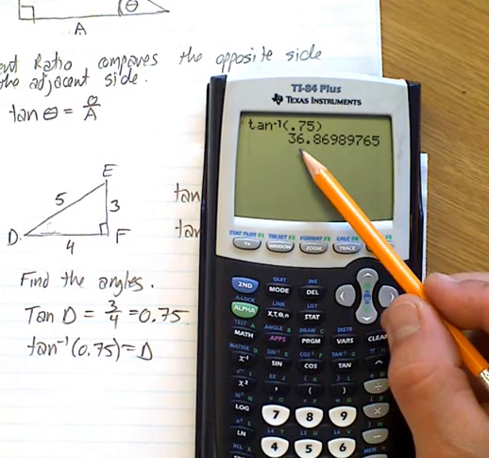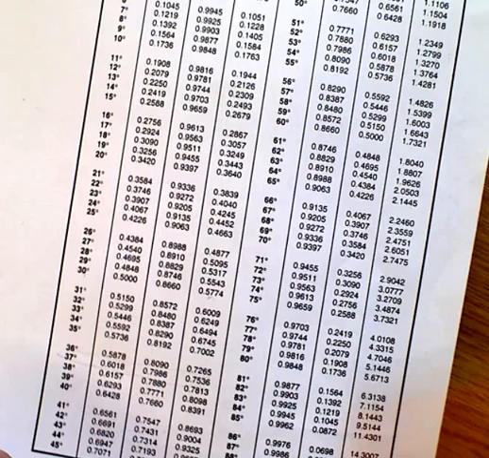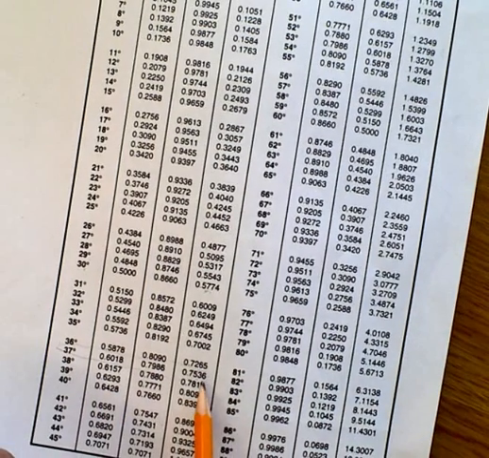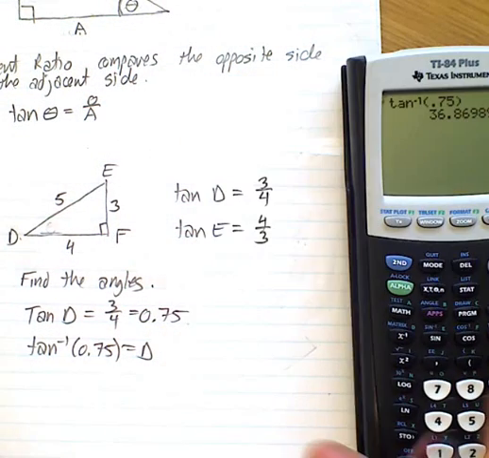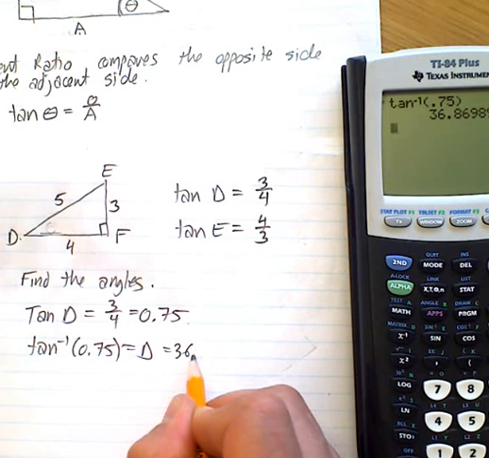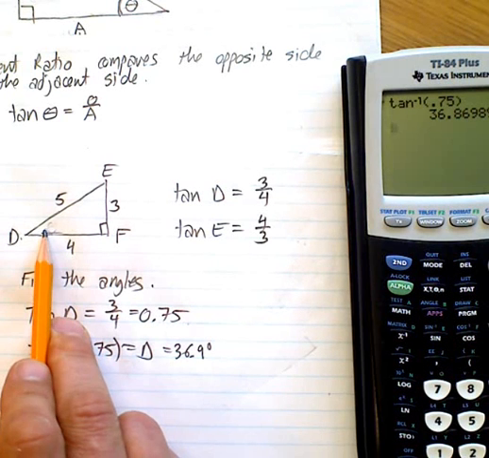Close to 37 degrees like we just said, right? 0.75 right here, just below 37, 36.9 to be exact. So that's 36.9 degrees. That's the size of that angle.